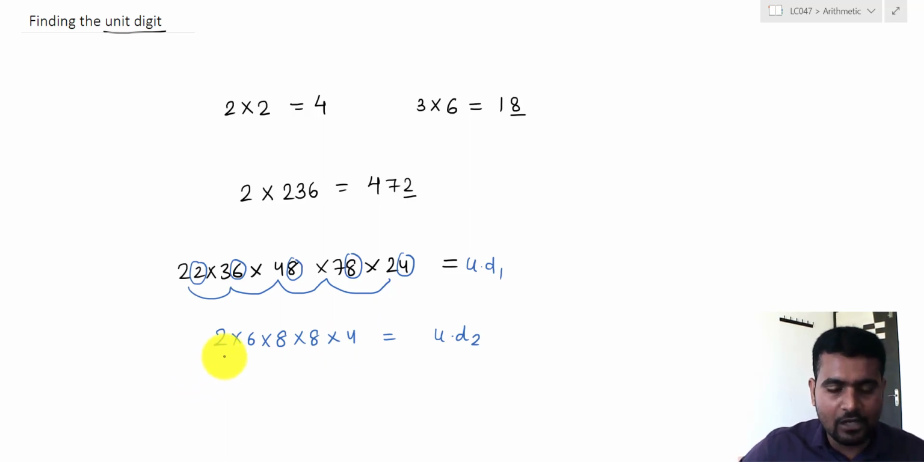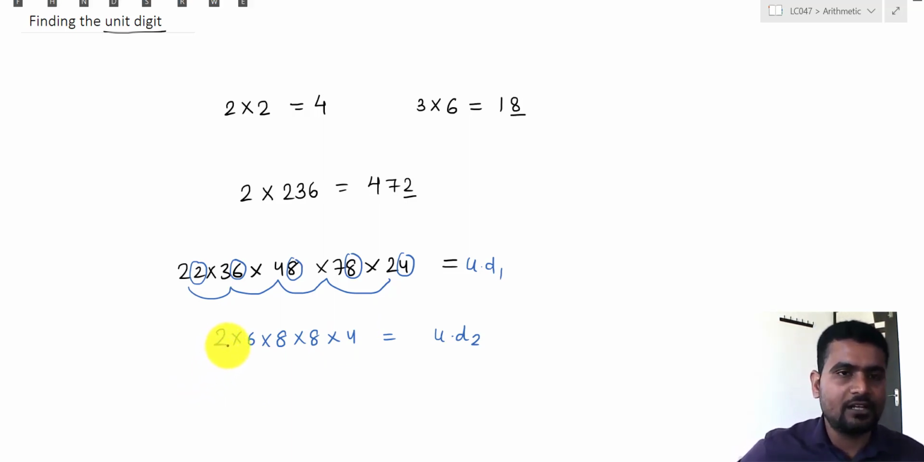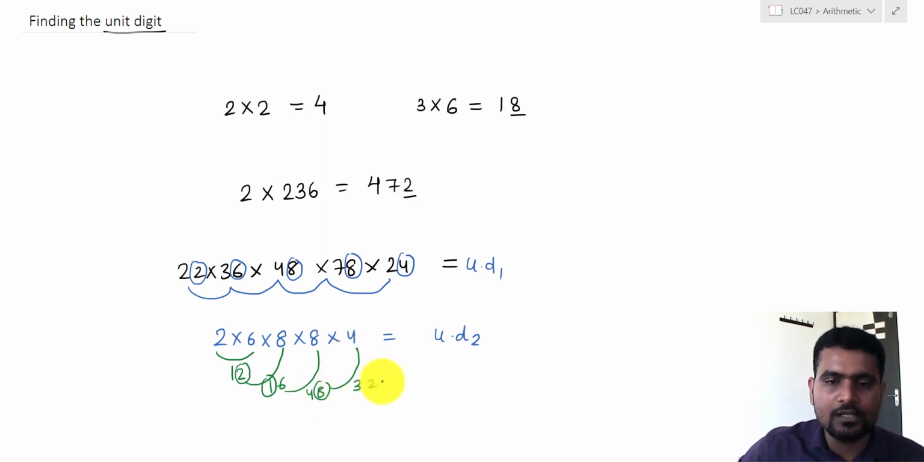So how will you find the unit digit? Now you have to group it. Check how. 2 into 6 is 12. Again you have to forget the 1, remember only 2. Then 2 into 8, 16. Forget 1, only remember 6. 6 into 8, 48. Remember only 8. 8 into 4, 32. You forget 3. What is the unit digit? 2. You will be getting 2 only.